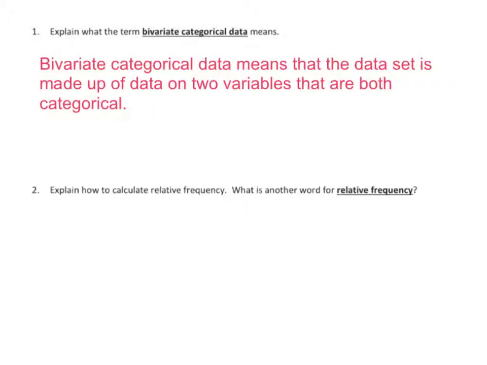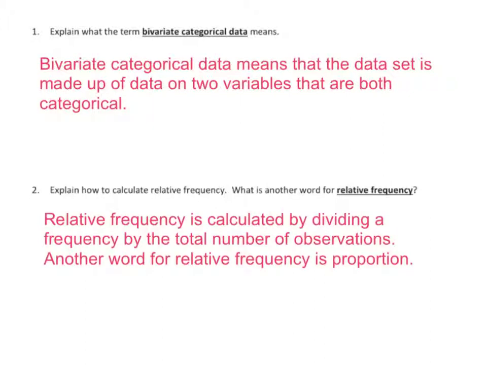Question 2. Explain how to calculate relative frequency. What is another word for relative frequency? Relative frequency is calculated by dividing a frequency by the total number of observations. Another word for relative frequency is proportion.